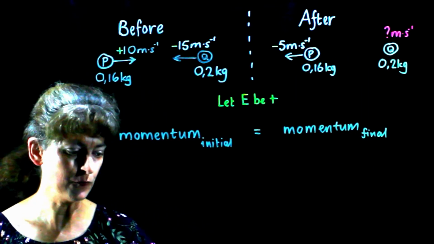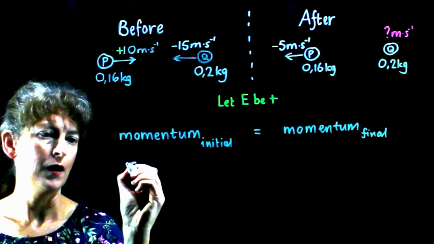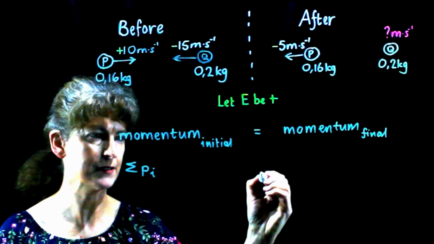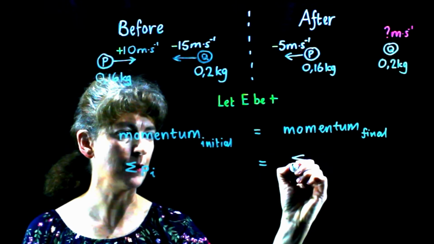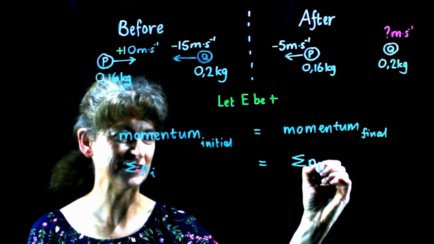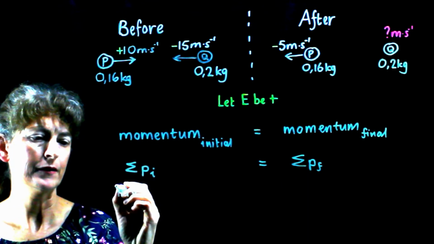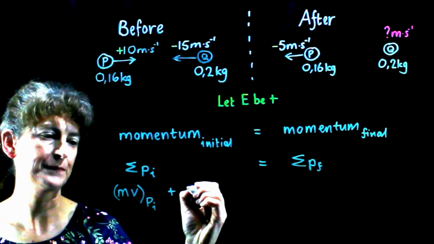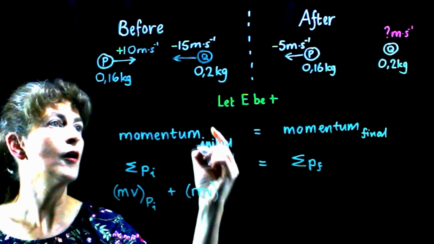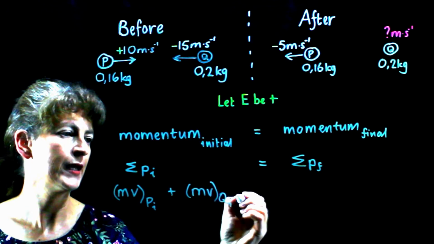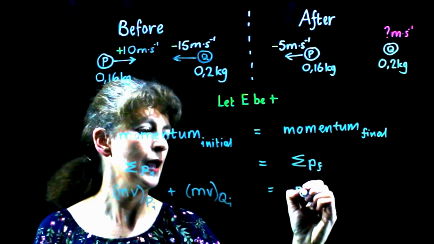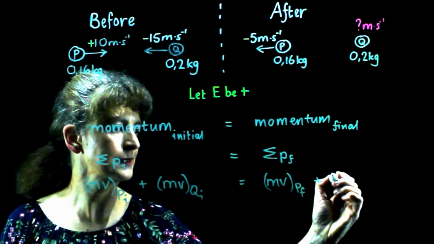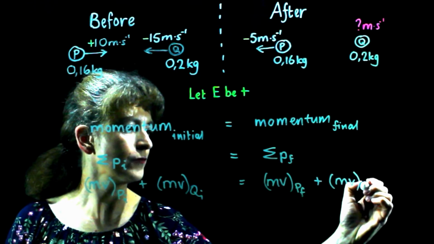Finally, let's write that in formulae. The sum of the initial momenta, P is the symbol for momentum, is equal to the sum of P final. mv of P initial plus mv of Q initial is equal to mv of P final plus mv of Q final.